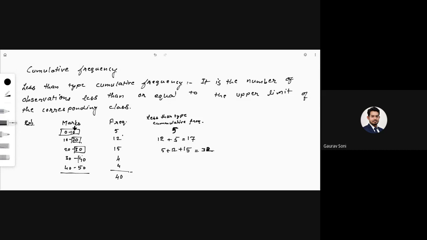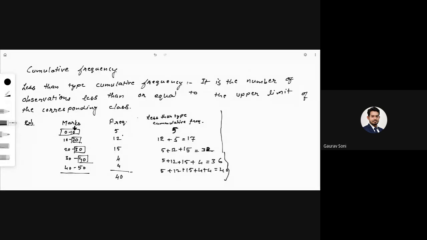Then all the observations less than 40: 5 plus 12 plus 15, and the last one, this is 4. That will turn out to be 36. And all the observations less than 50: 5 plus 12 plus 15 plus 4 plus 4, that is 40. So this is how you find the less than cumulative frequency.